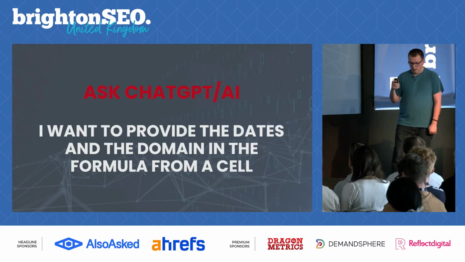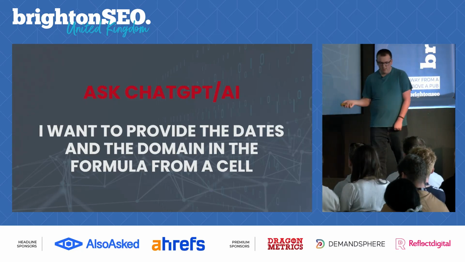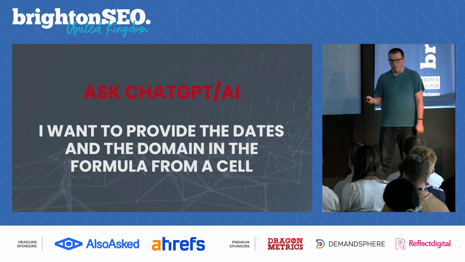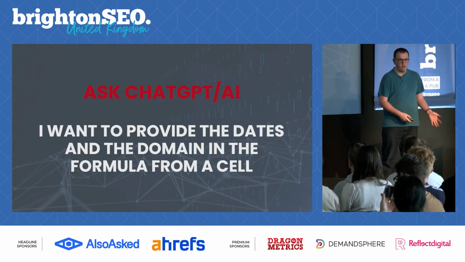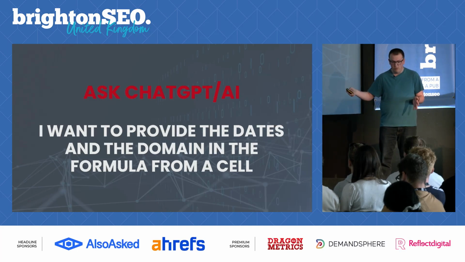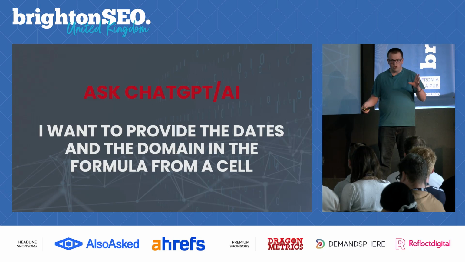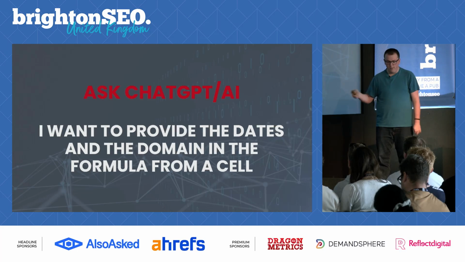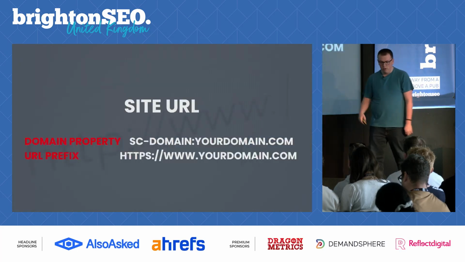Then what I say is I want to provide the dates and the domain in the formula from a cell. Of course, with Search Console, if we want to pull through the clicks and impressions for a specific date range, we can put the date range into the formula. Normally I'd put these in cells in Google Sheets, then select those two cells, the start date and the end date, and then the API will pick that up.